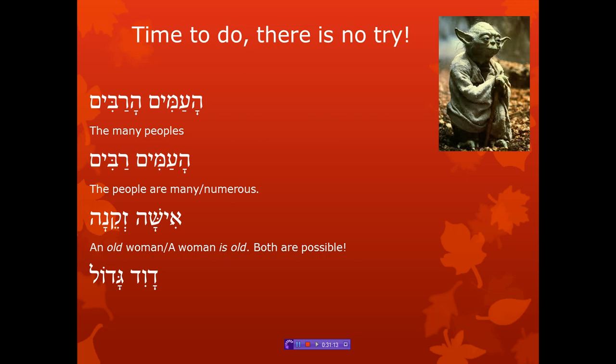The first thing you want to notice is that David is definite, right? And then you may notice that gadol is not definite, it is indefinite. So that's a clear indicator that this is a predicate adjective: David is great. If this were going to be an attributive adjective, it would require the definite article, hagadol.